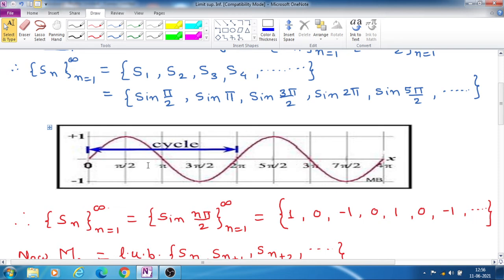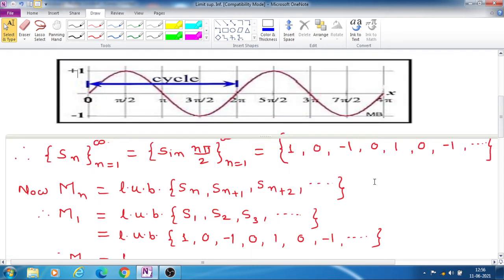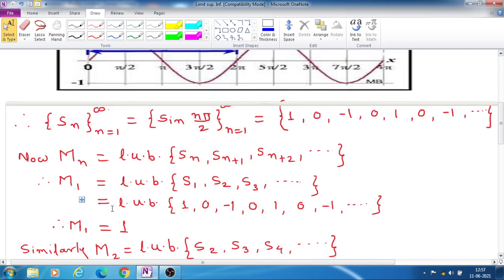of 1 pi by 2, 2 pi by 2, 3 pi by 2, these values are nothing but 1, 0, minus 1, 0, 1, 0, minus 1, 0, like that. So these are the terms of the sequence. Therefore S1 is 1, S2 is 0, S3 is minus 1, S4 is 0, S5 is 1, S6 is 0, like that. And now you can find m1, m2, mn.